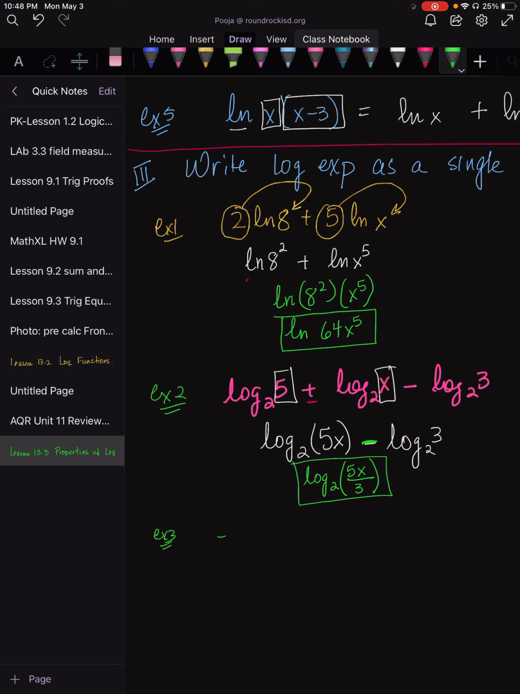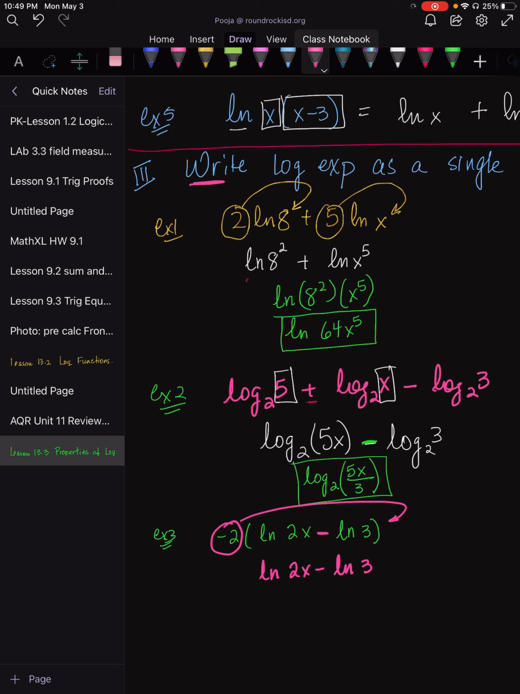Example 3. This one is even more interesting. Natural log of 2x. This will be my second to last example for this topic. Natural log 3. And same instructions, write the log expression as a single expression. So I do see subtraction here, which means I should be able to convert it to a quotient problem. But before I can do that, I see this sitting on the outside, which means it can go as a power. So natural log 2x minus natural log 3.